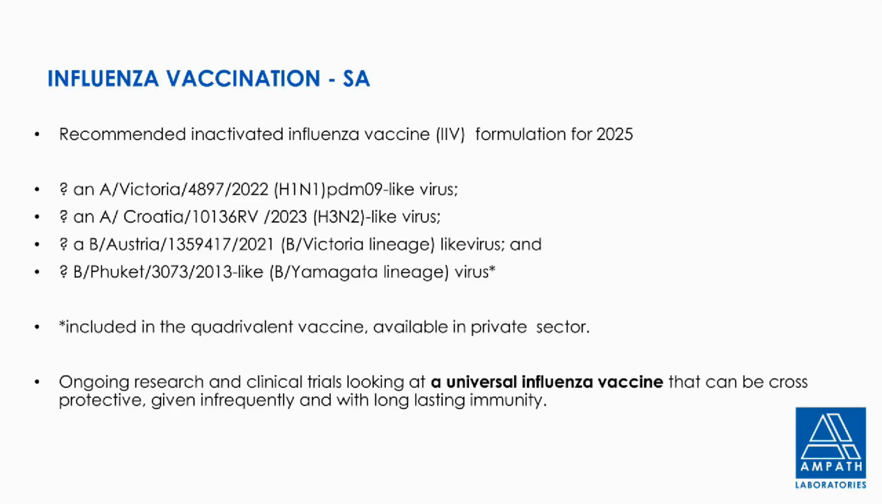And I think the important thing to note as well is that there's ongoing research with regards to a universal influenza vaccine, where you can use it for cross protection. You can give it infrequently with long-lasting immunity. Currently, there are ongoing phase 3 clinical trials which are showing good effect. Here, they're looking at nanoparticles, adjuvants and viral-like particles, different modes of carrying the influenza epitope and keeping it stable against the immune system.